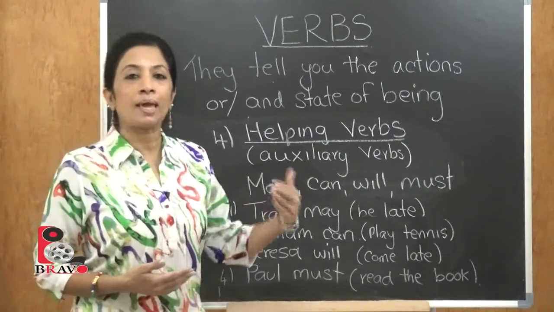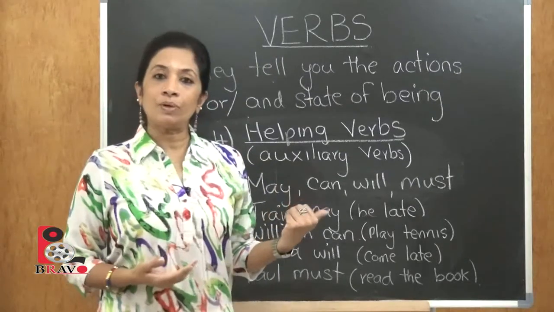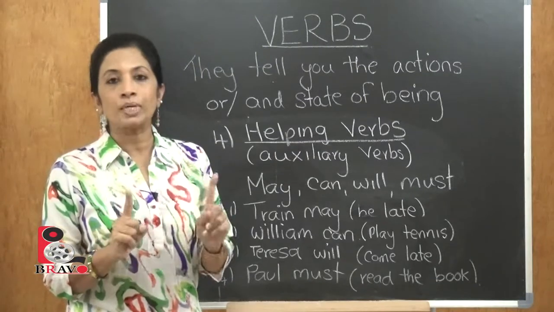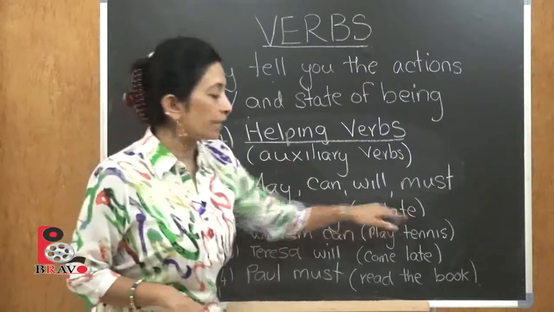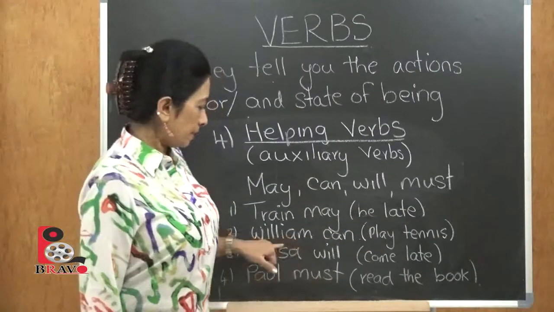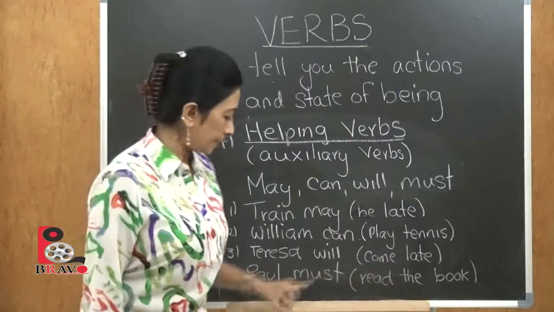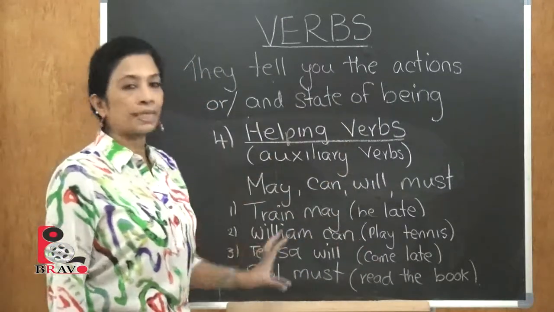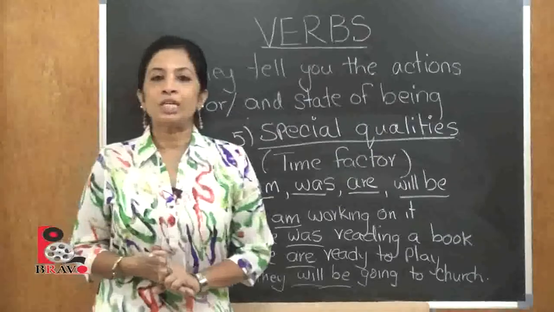That's what it means. You need the help to support the verb. But in the main verb we looked at earlier on, we don't need the help. Just two words will make sense, but here it doesn't. These 2 words don't make sense by themselves. The moment you give an additional support, it does. Train may. The support is be late. William can. Support is play tennis. Teresa will come late. Paul must read the book. So you can see it needs a help to make sense of the verb, which comes under the category of helping verbs.